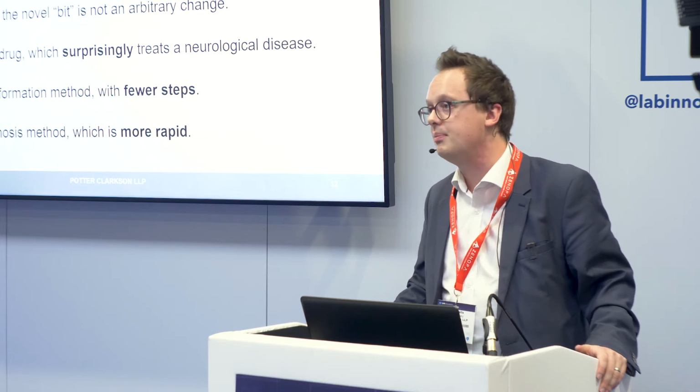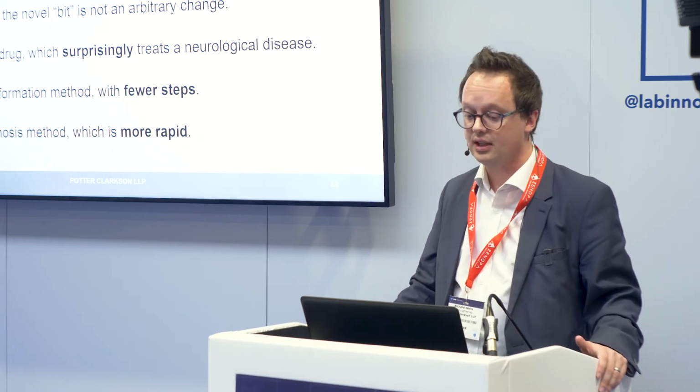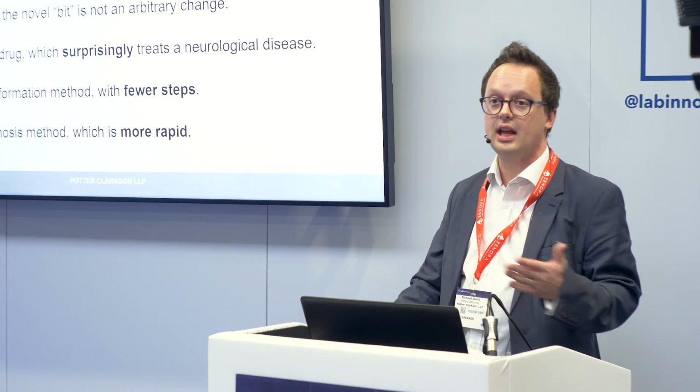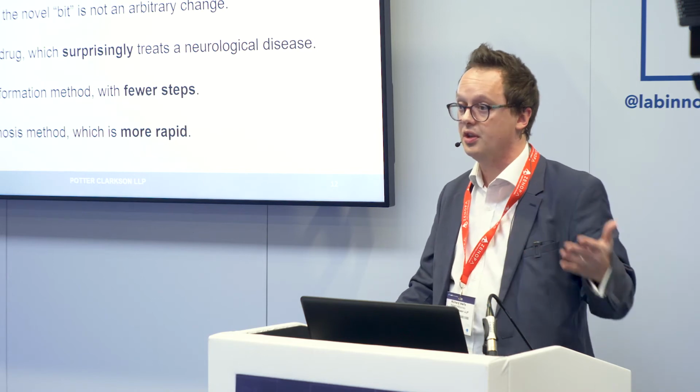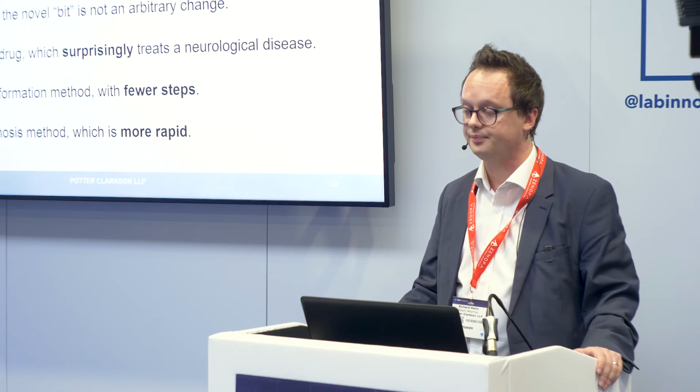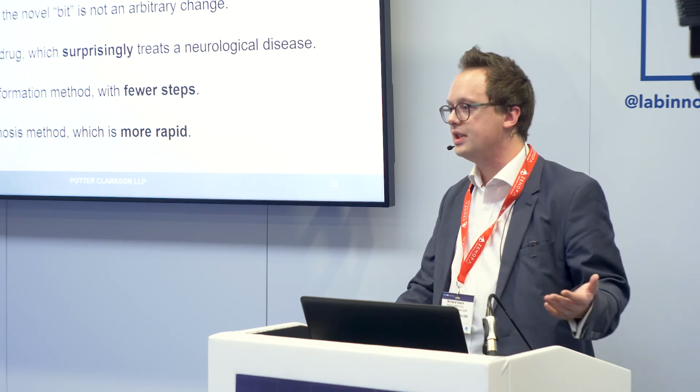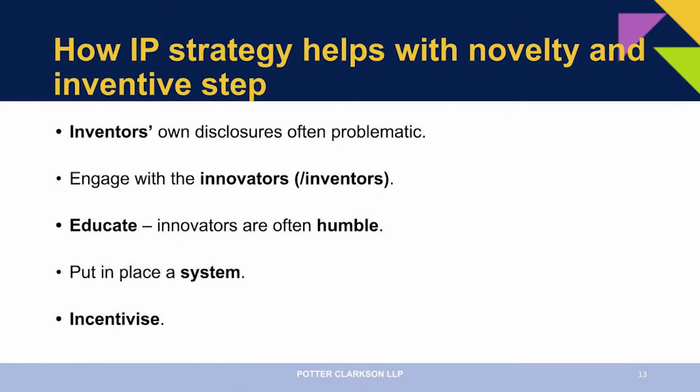Also, say a modified method of diagnosing a particular disease. Say that's more rapid. If this hasn't been known before, this increased speed will hopefully help get results to patients quicker, and that's beneficial. There's a technical effect there. So how can you as innovators, or if you work with innovators, how can you help them from essentially running into any issues with overcoming these novelty and inventive step hurdles when filing a patent application at the patent office?